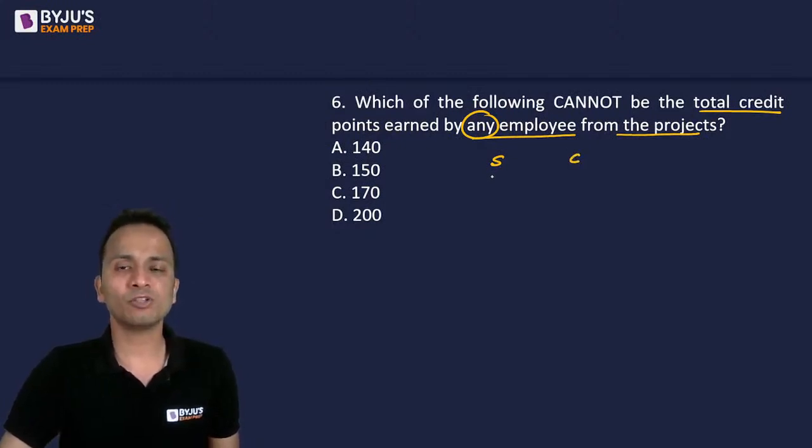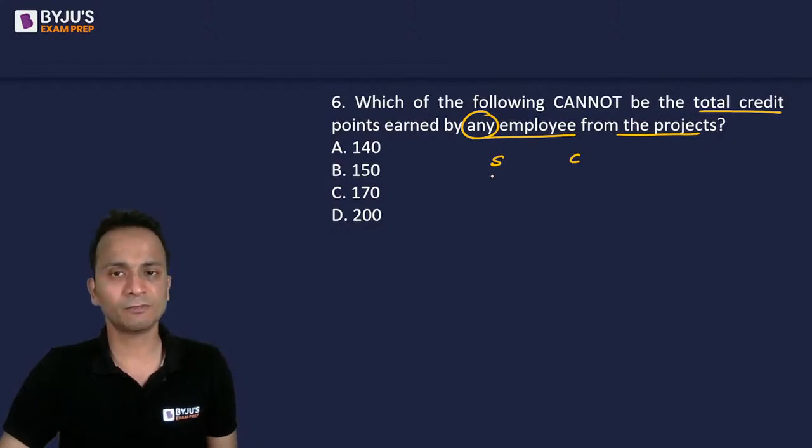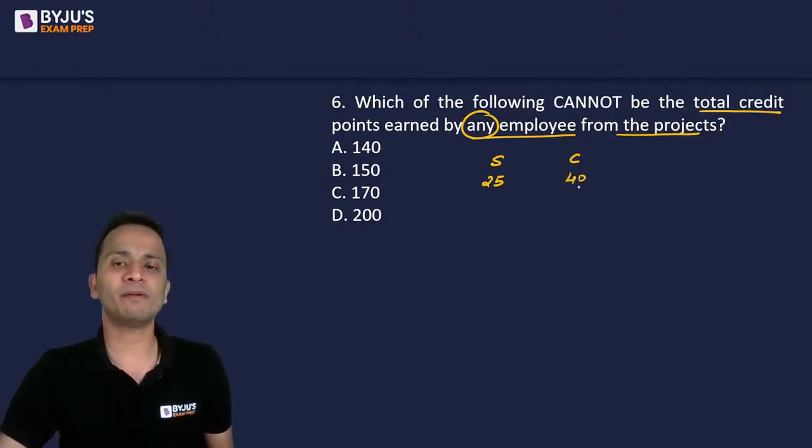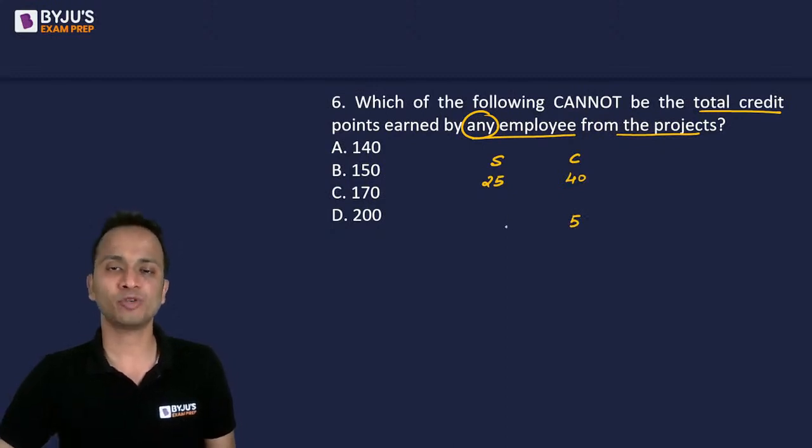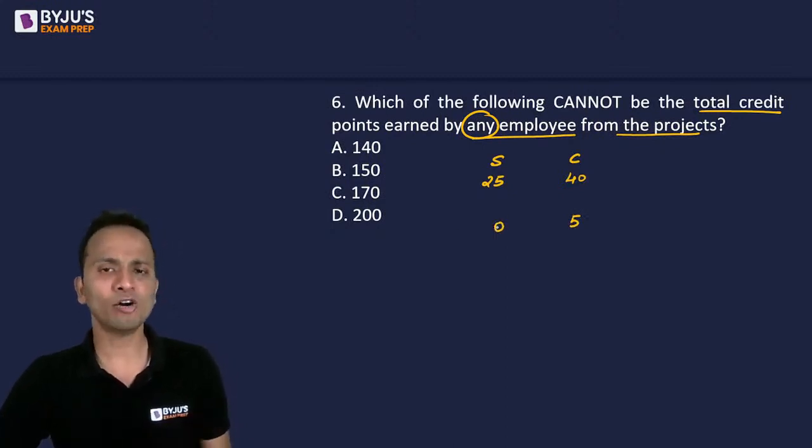If he works on a standard project, how much money does he get? Yes, he will earn 25 rupees, 100 divided by 4. How much on challenging? 200 divided by 5, he will get 40. Okay, now he has worked for 5 months. Let's say this employee has worked for 5 months, and every time he has worked on the challenging project, and in none of the months he has worked on a standard project. So total money earned will be 5 into 40, that is 200.